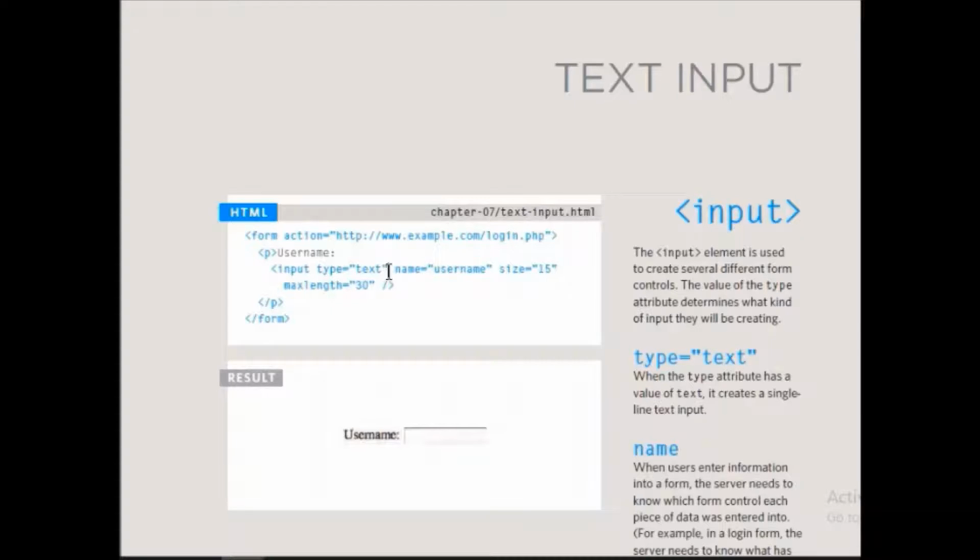If we want to make a text box, we will definitely give it a name. Name is equal to username. The size, any size you can give. Max length 30. It means that the maximum letters you can type in there are 30. This is the output. Username, this username we have typed, it is coming here, and then the text box is coming because of this, a text box.